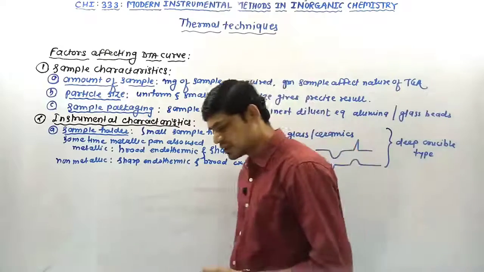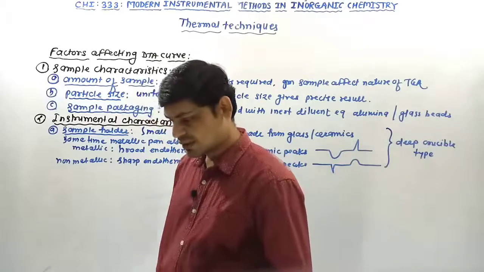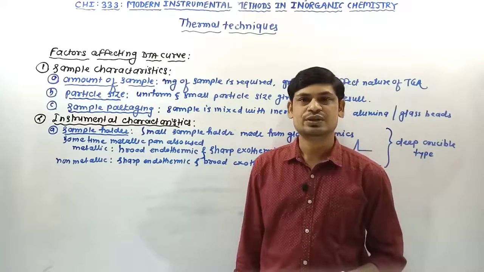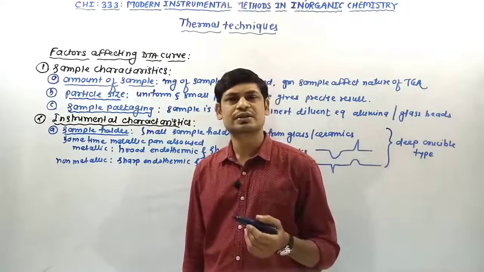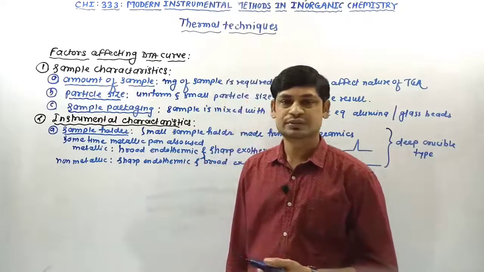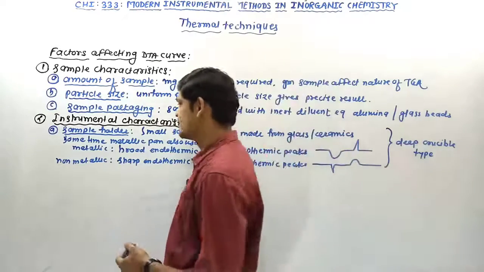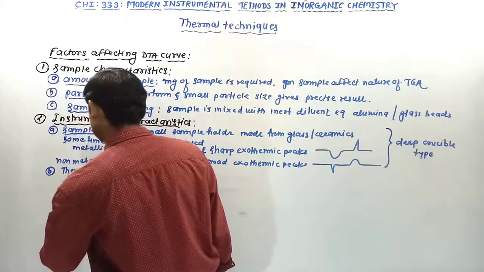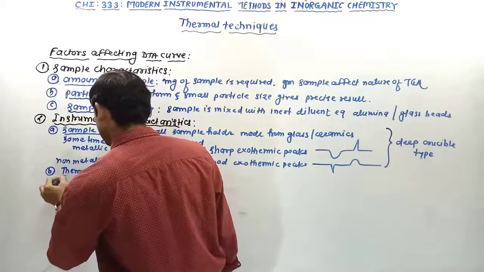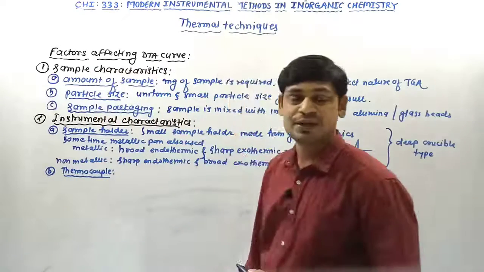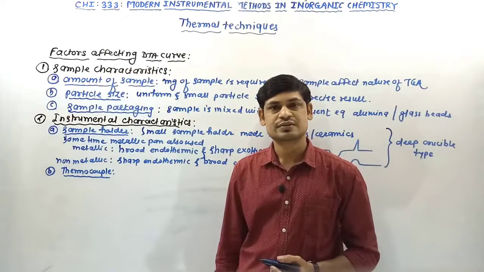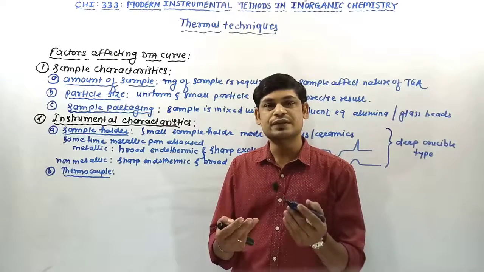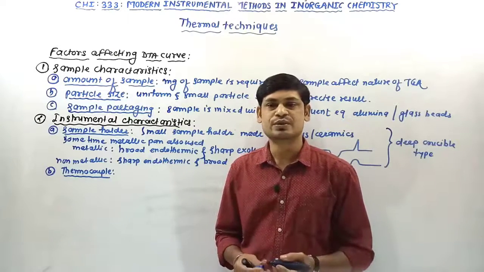Because in this case we are not dealing with the evolved gases, we deal with the temperature difference only. So the deep crucible type is a suitable geometry of the sample holder. Now the second is a thermocouple. Thermocouple is used to sense the temperature difference. We call it a differential thermocouple, because it will give the difference in temperature.